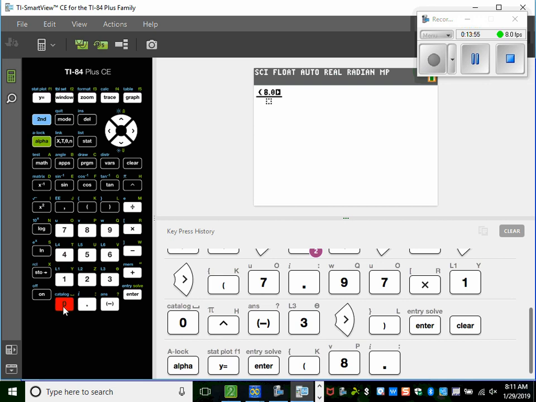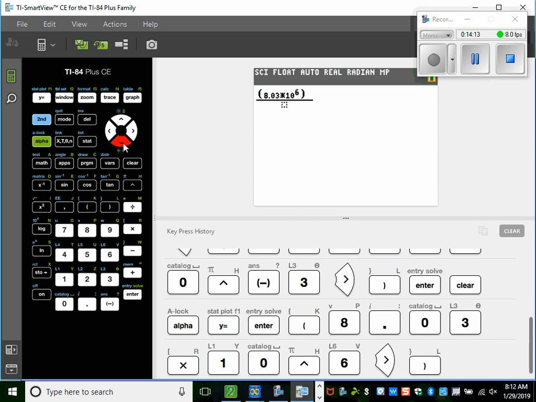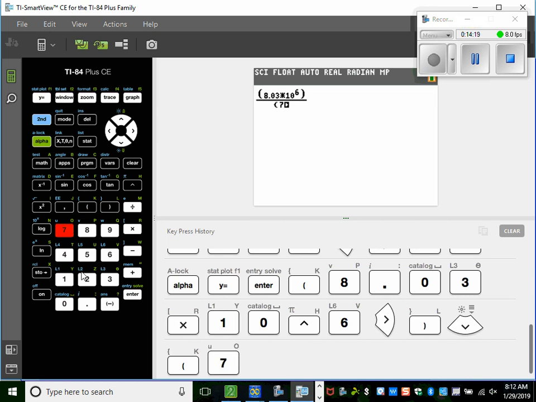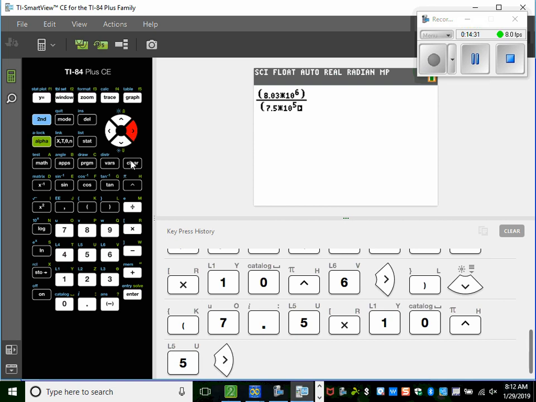8.03. This one comes out to be a long decimal, so we will round this one. Times 10, raise it to the 6th power. Okay, I'm going to arrow out and close it. Then I'm going to arrow down so I can be in the denominator. I'm going to put my parentheses 7.5 times 10 to the 5th. Okay, arrow out, close it. And this one will come out, like I said, to be a long decimal. And then when I hit enter, it's going to give me this long decimal.